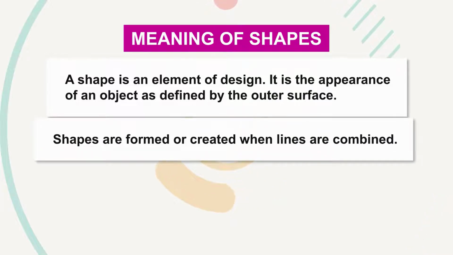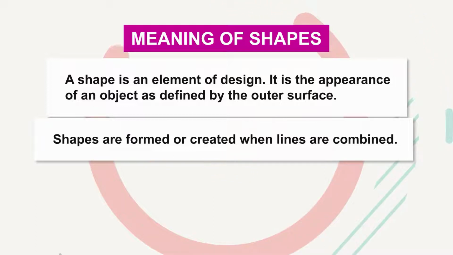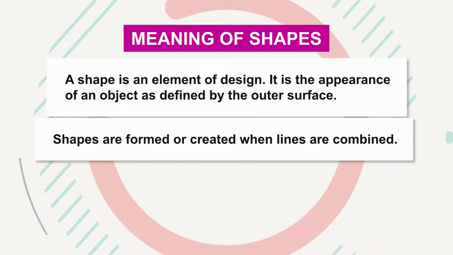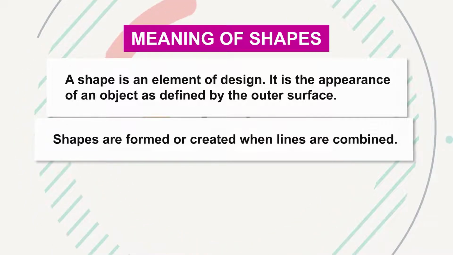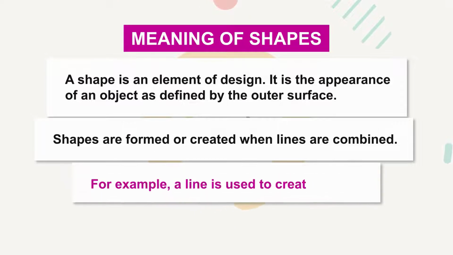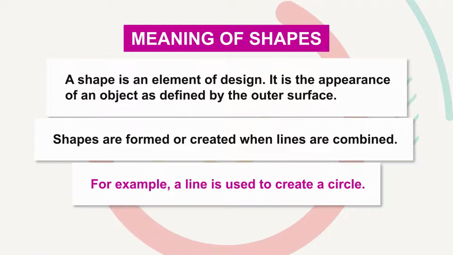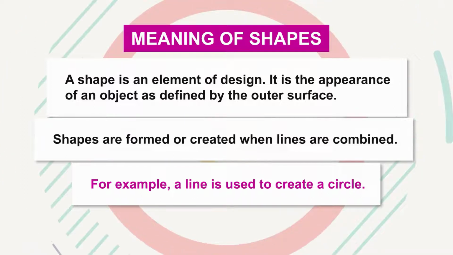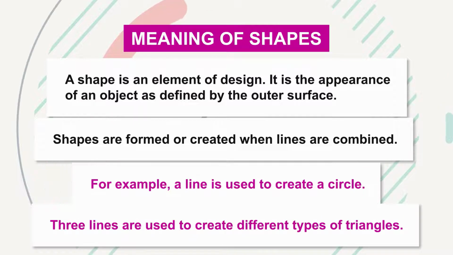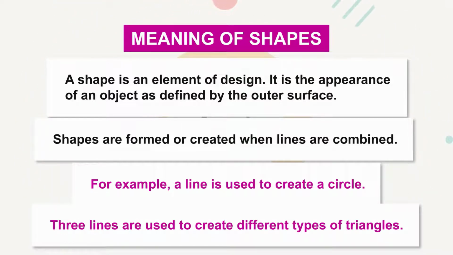Shapes are formed or created when lines are combined. For example, a line is used to create a circle. Three lines are used to create different types of triangle, and so on.